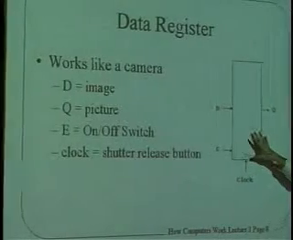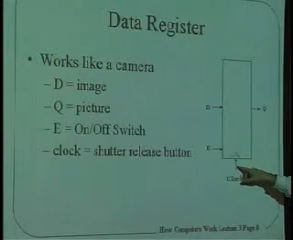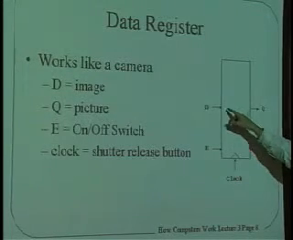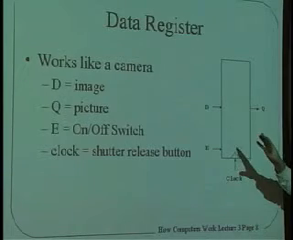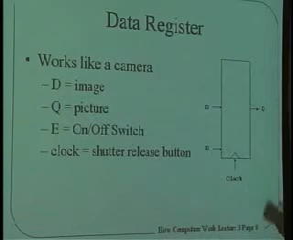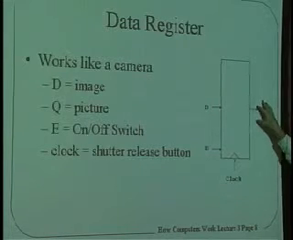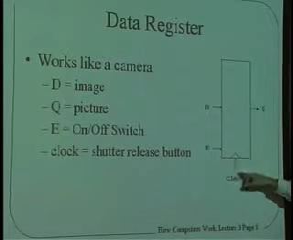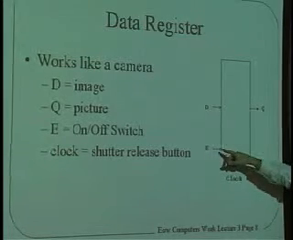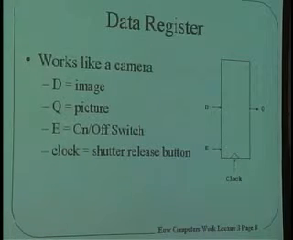This is much closer to what the hardware actually does, which is you press the button here, the clock goes off, and whatever is over here on D is frozen in time. So if the person is moving when you take a picture of them, you get a frozen picture and it is held on Q until you press the button the next time. And furthermore, pressing the button doesn't work unless the enable is on, unless you've turned the camera on.